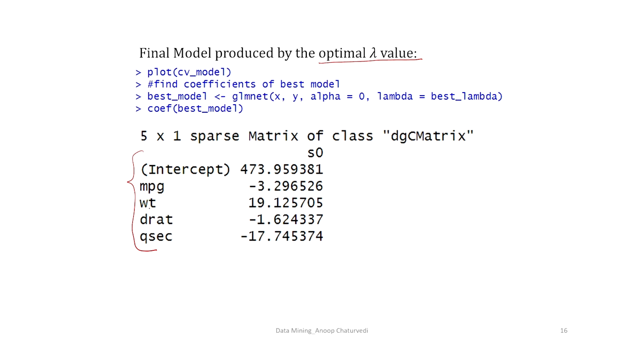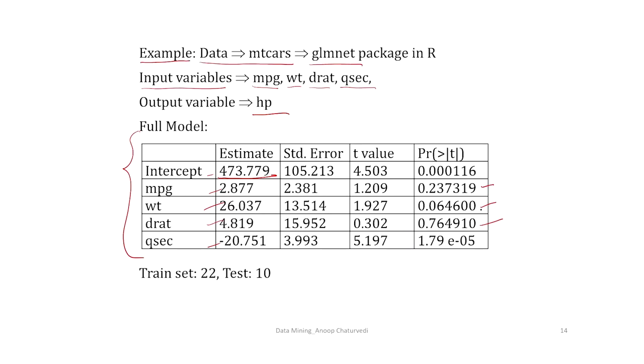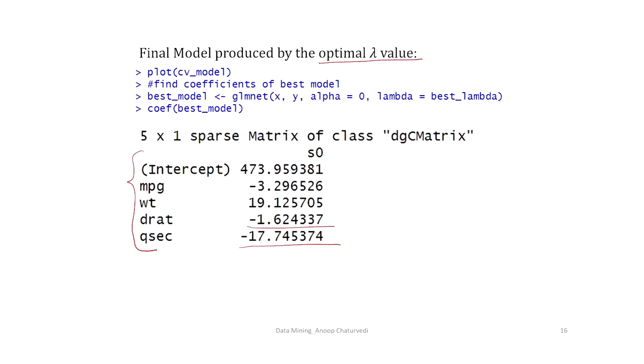The coefficient of mpg is minus 3.296526. The coefficient corresponding to wt is 19.125705. The coefficient corresponding to drat is this, and the coefficient corresponding to qsec is this one. And you may compare all these coefficients with the OLS estimators. You will observe that all these coefficients are shrunk towards 0.